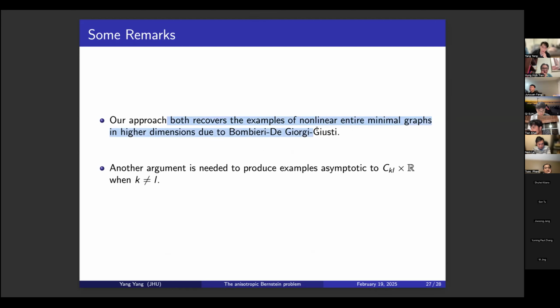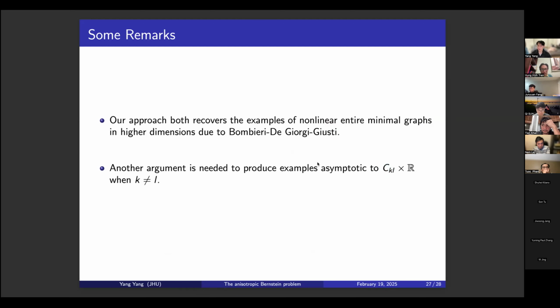And then again, our approach is kind of systematic compared to the Bambia-Giusti approach. Our way is to build up the foliations, then perturb the foliation and cook up the super and sub solutions in a systematic way. So it can be generalized to higher dimensions, and also covers the Bambia-Giusti example.